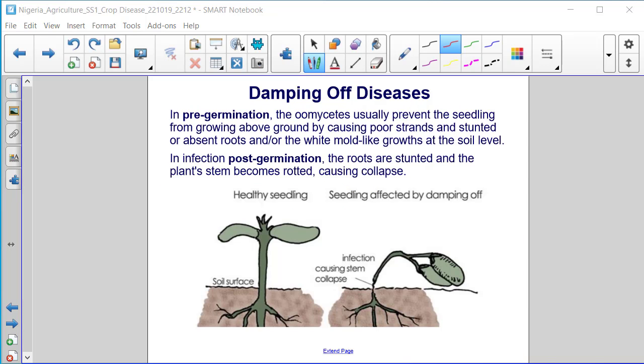In pre-germination, the oomycetes usually prevent the seedling from growing above ground by causing poor stands and stunted or absent roots and/or white mold-like growths at the soil level. In infection post-germination, the roots are stunted and the plant's stem becomes rotted, causing collapse.